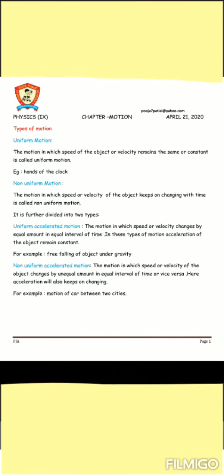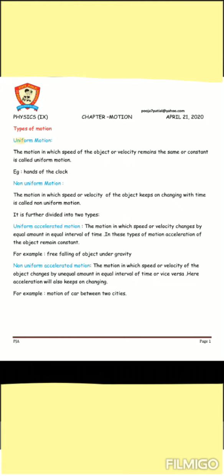Good morning, everyone. In the last class, we discussed distance, displacement, velocity, speed, and acceleration, which are the basic terms of motion. So today we will start with the types of motion. In the types of motion, the first is uniform motion.